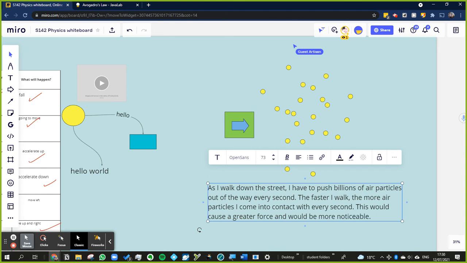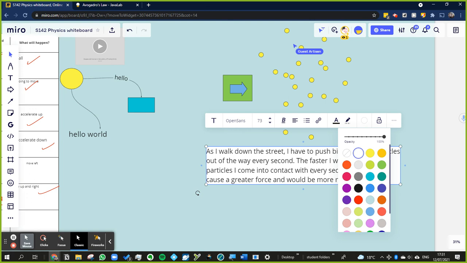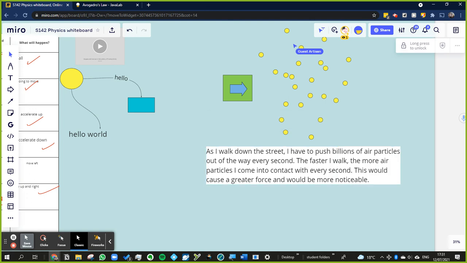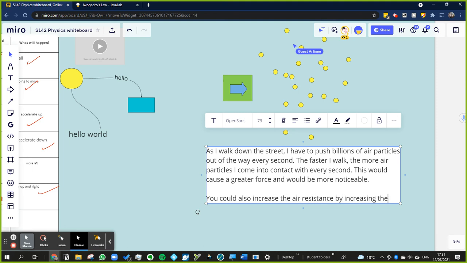So you know when you're cycling very, very fast, you can actually feel the air pushing you because you're pushing a lot more out of the way, a lot more quickly. Another way that you could increase the number of air particles you need to push by every second is if you increase the surface area. So you could also increase the air resistance by increasing surface area.